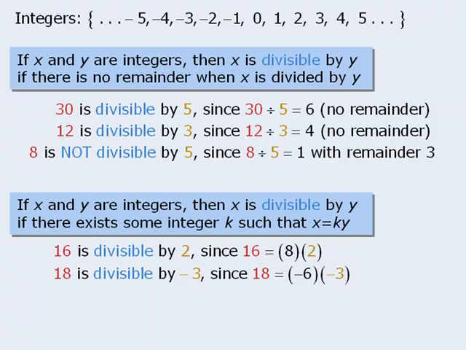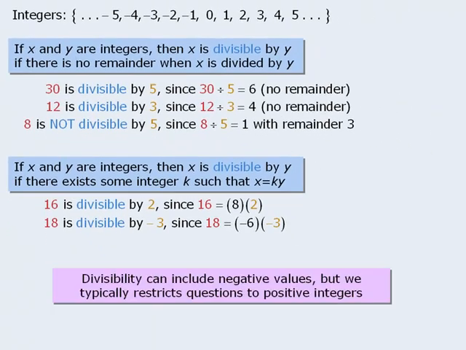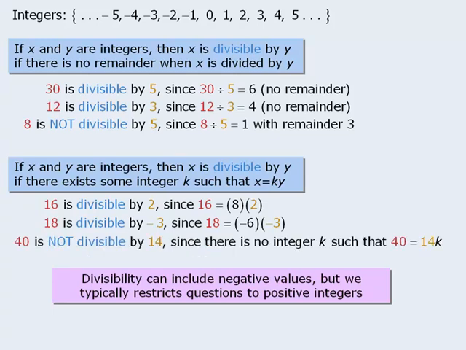Now, as an aside, it's important to note that although the concept of divisibility can be applied to all integers, we typically restrict divisibility questions to positive integers. Okay, moving along, one last example here. 40 is not divisible by 14 since there exists no integer k such that 40 is equal to 14 times k.